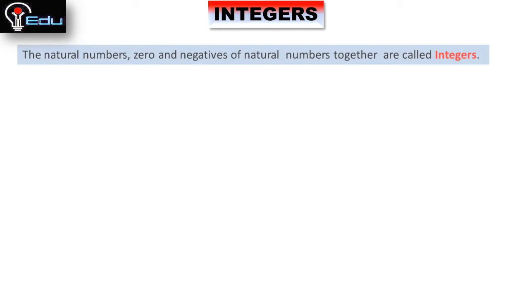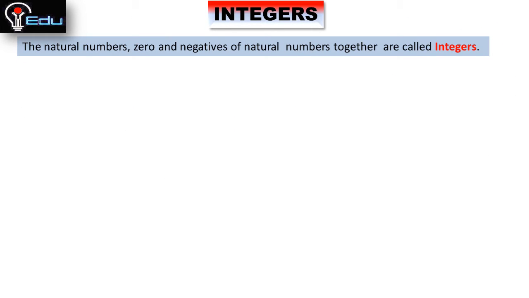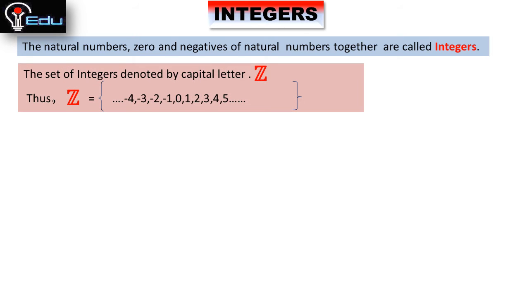So next, integers. What are integers? The natural numbers, 0 and negative numbers of natural numbers together are called integers. This is the definition of integers. And the set of integers is denoted by capital letter Z. Thus Z is equal to 0, 1, 2, 3, 4, 5, 6, 7, 8 and so on up to plus infinity. And 0 is neither a positive integer nor a negative integer, that is 0. And minus 1, minus 2, minus 3, minus 4 up to minus infinity.